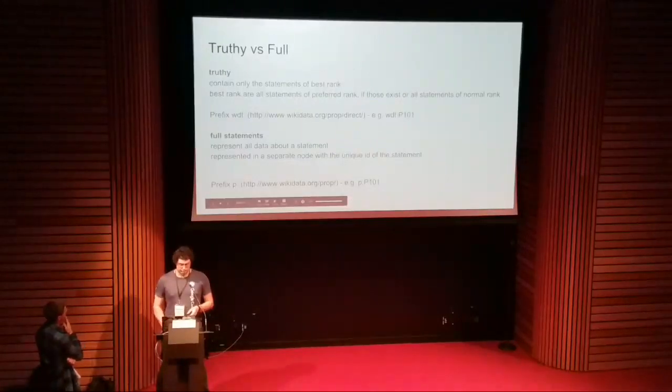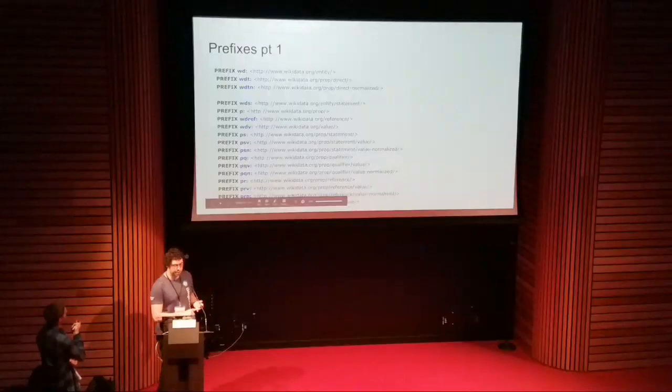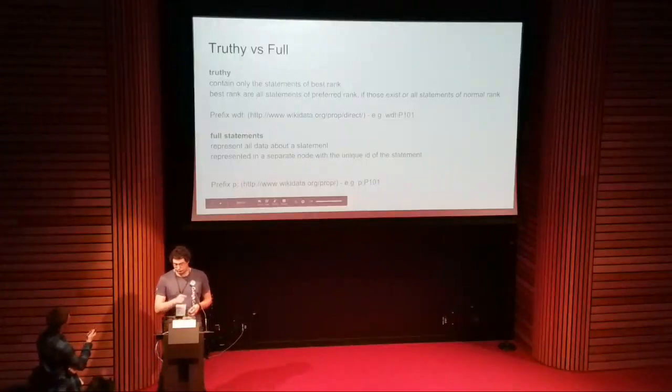So the next thing to note, I'll quickly skip back to the prefixes. At the top we have both WD and WDT. The T in WDT stands for truthy. That's actually a lie, it's WDT and P, not WD. So the T stands for truthy, and depending on how much you all know about Wikidata, it means the statements within the entities that are sort of the best.